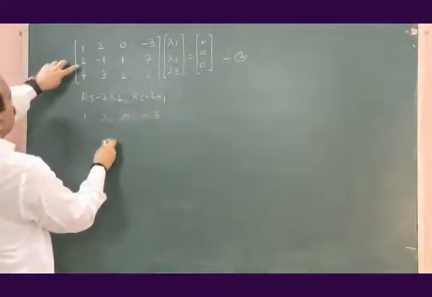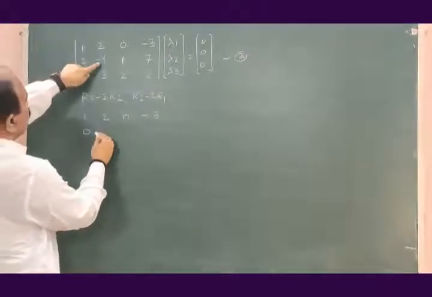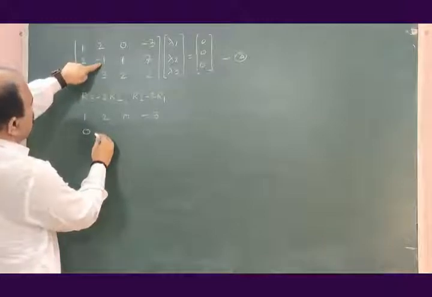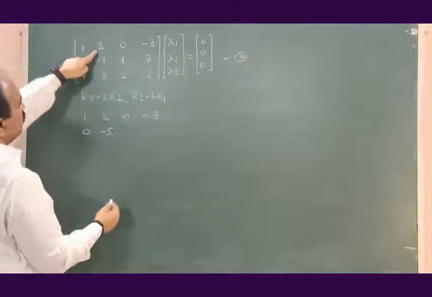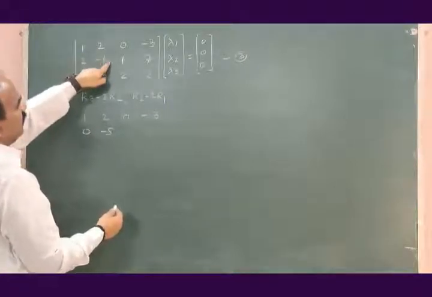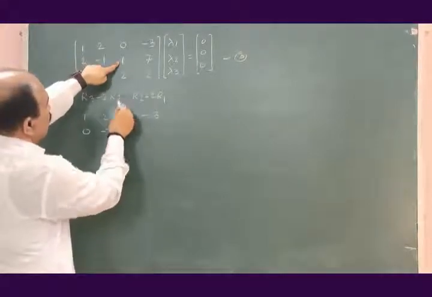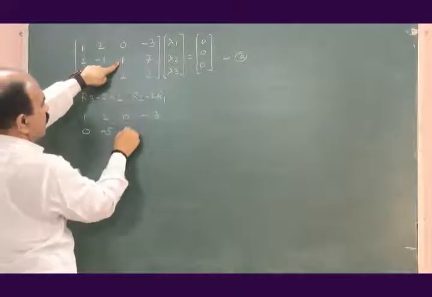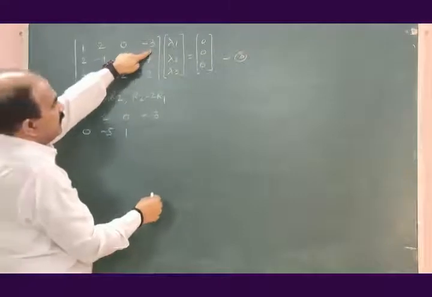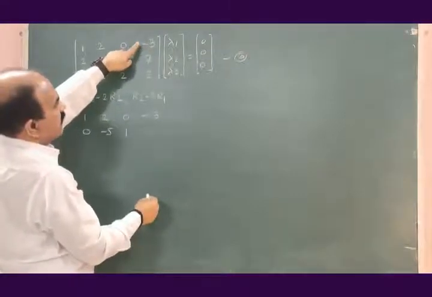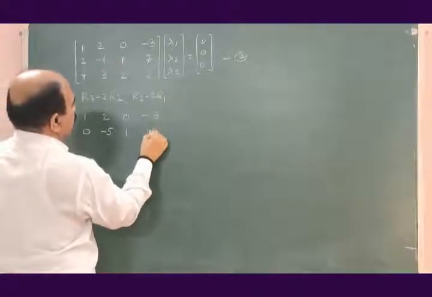R2 minus 2 R1: 2 minus 2, 0. Minus 1 minus 4, minus 5. Minus 1, 2 times R1 is to be subtracted. Minus 1 minus 4, minus 5. It will be 1 minus 0, 1. It will be 7 minus 3 times 2, which is 6, so minus of minus, plus 7 plus 6, 13.